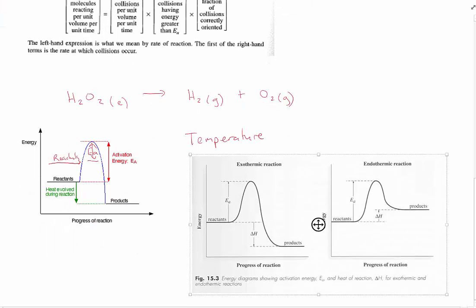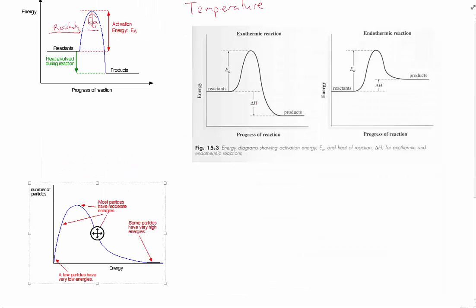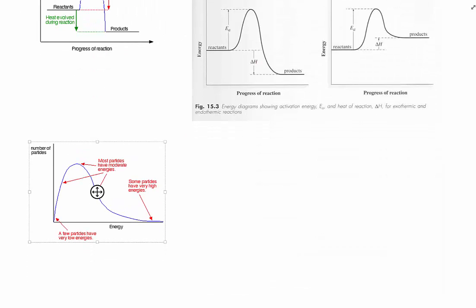For an exothermic reaction, the activation energy is this hump in the curve. For an endothermic reaction, the hump is not necessarily larger, but you'll see that it also contains the enthalpy of the reaction. It's actually easier to visualize this using a Maxwell-Boltzmann distribution.